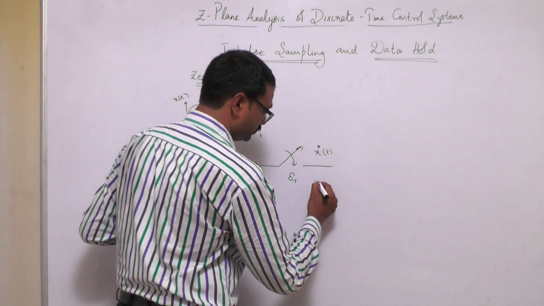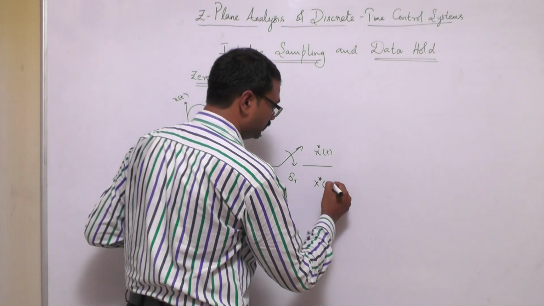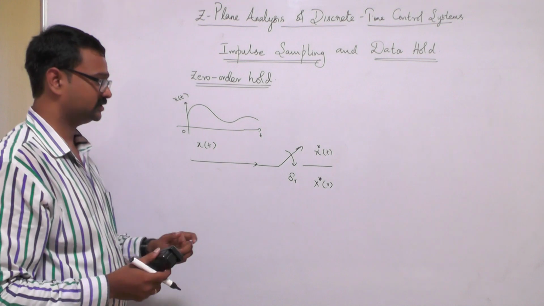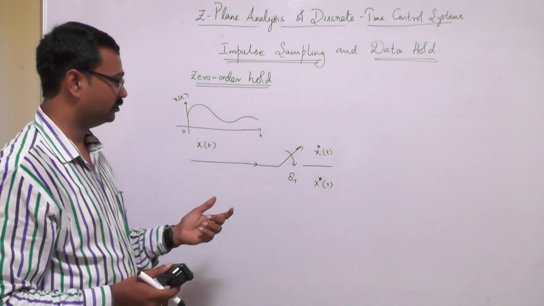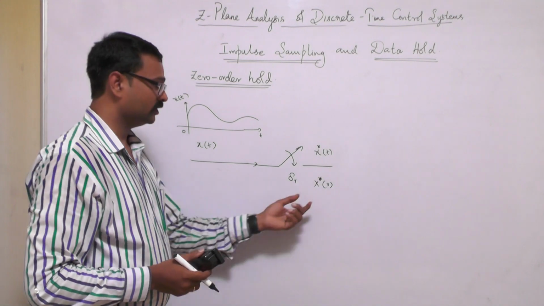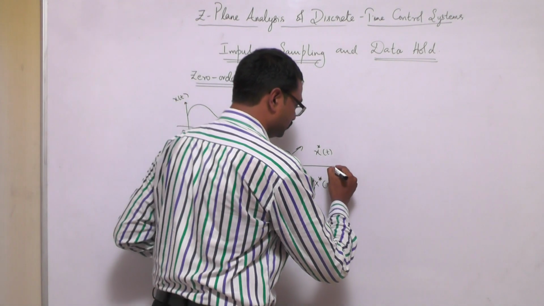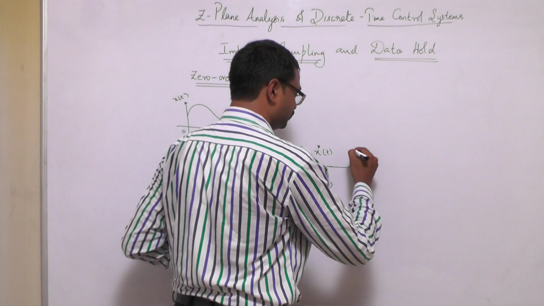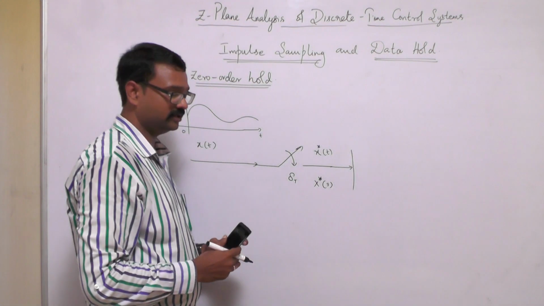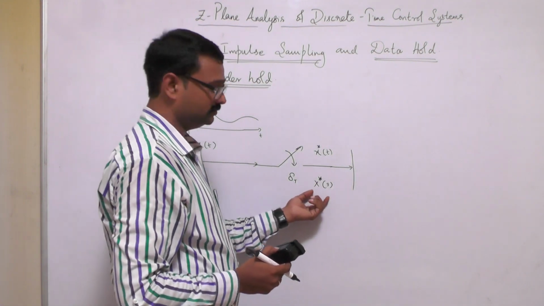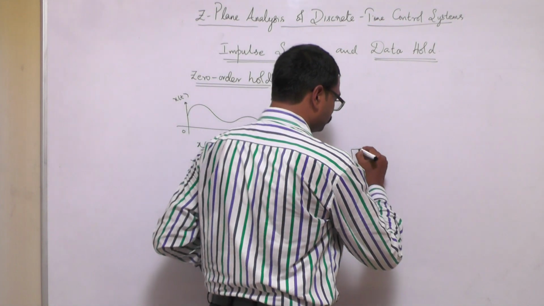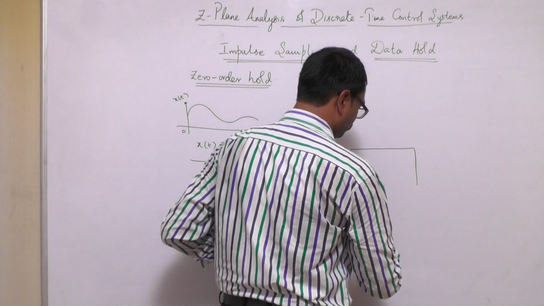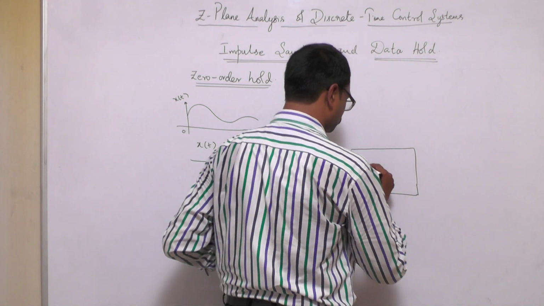You can also discuss this with x star of s, because we have already discussed x star of s. What is x star of s? This is the Laplace transform of x of kt, the equation of which is the sum from k equal to 0 to infinity of x of kt delta of t minus kt, that is, e power minus kts. And here, I apply a zero order hold.